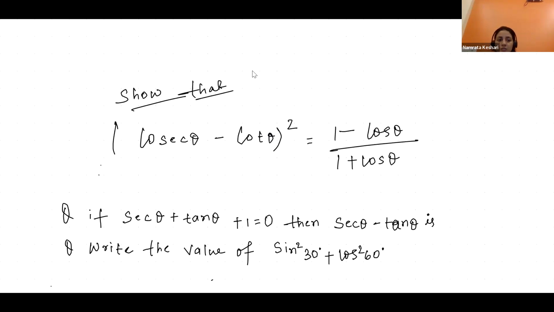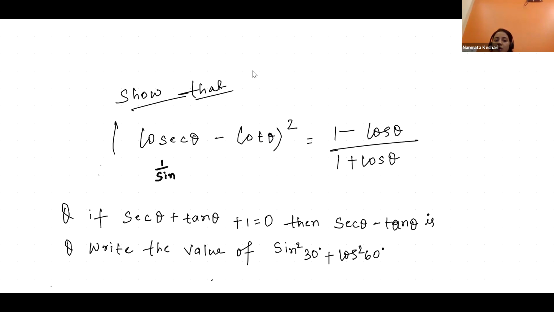Yeah, sure. I'll explain it. Let me explain it. So here we are having cosec minus cot. We can write cosec as 1 by sine, and cot we can write as cos by sine.